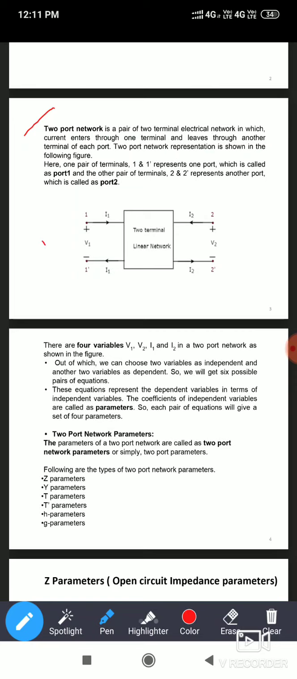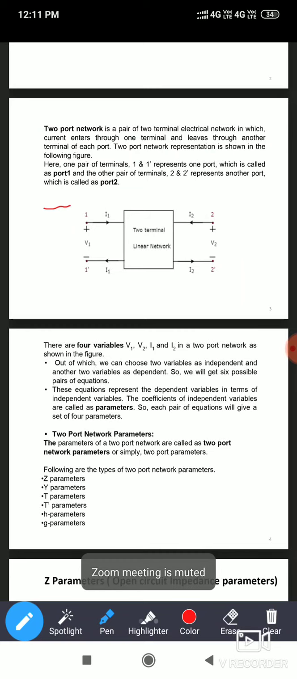आता समजा हा आहे port 1 and this will be the port 2. Port 1 and port 2. In port 1, I have given the port terminal name as 1 1 dash. In the second it is given as 2 2 dash. Now here the variable shown plus minus V1 is the port voltage, I1 is the port current. Similarly for the second port, V2 is the port voltage and I2 is the port current.